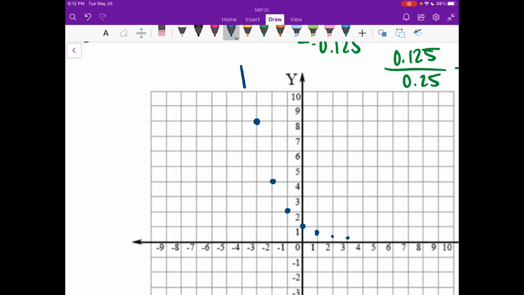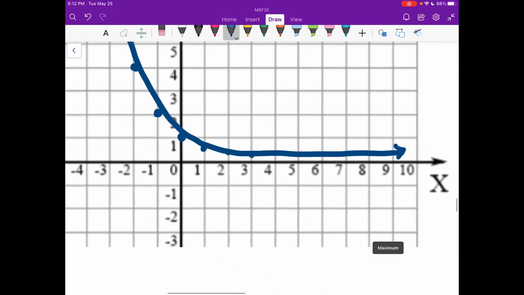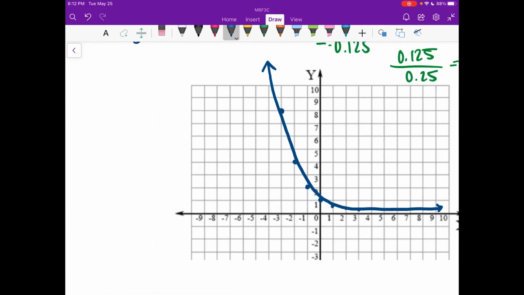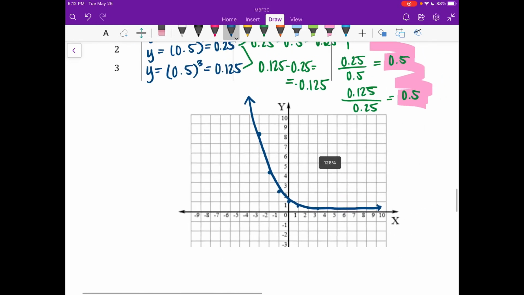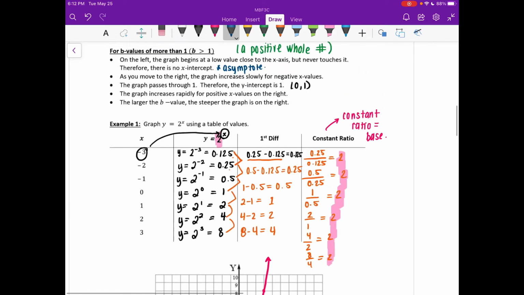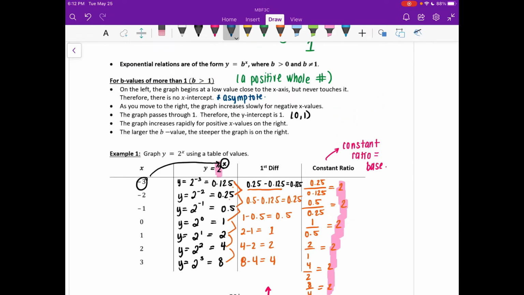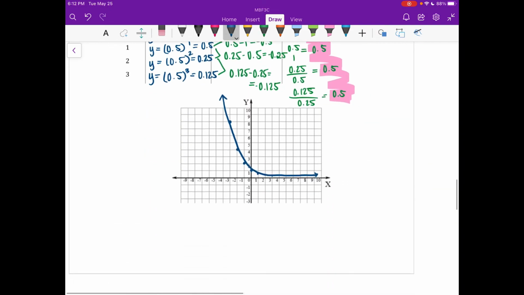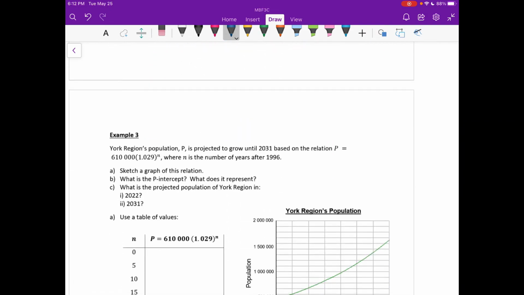So I'm just going to draw in the curve. Again, you'll notice it's kind of just tapering off, getting really close to 0 but not touching, almost leveling off at the end. And that's what my graph is going to look like. So that's what it'll look like for a fraction. This is what it will look like for a larger number, or an integer.